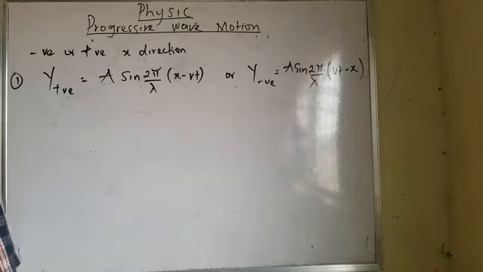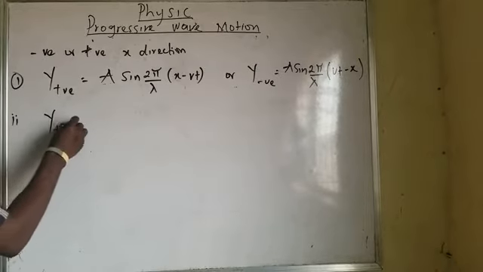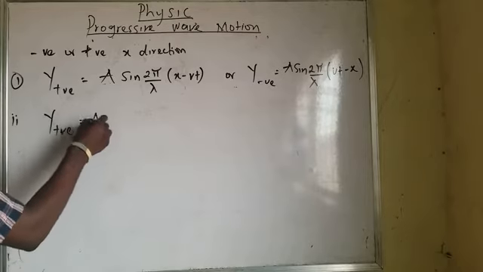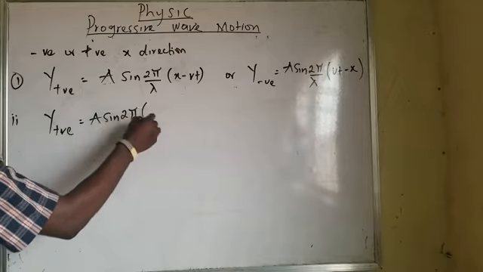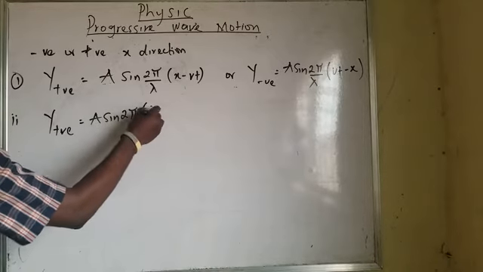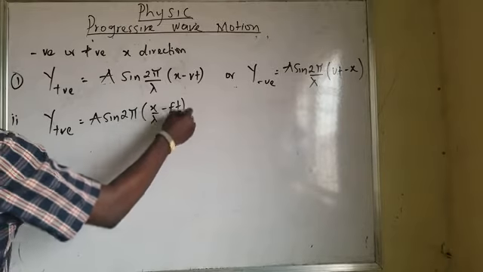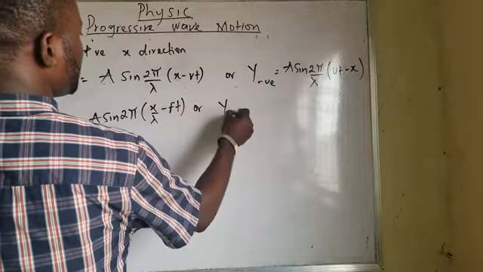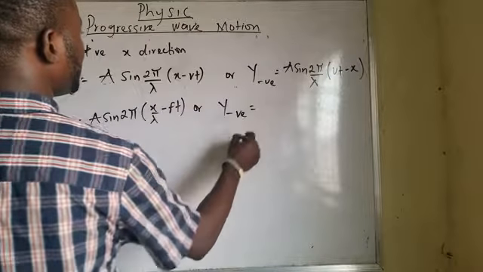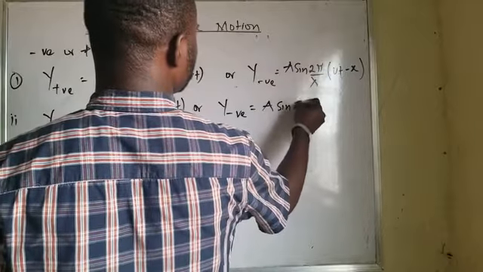Why does this become velocity times time when it's divided by distance? That is very good. And the next equation, for the positive direction, will be equal to A sine of 2π, bracket x over lambda minus ft, or for the negative direction, will be equal to A sine of 2π.